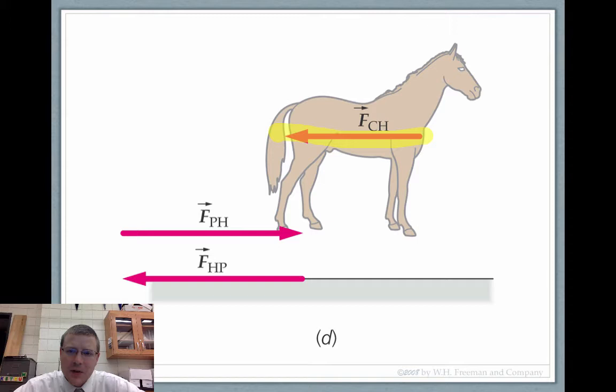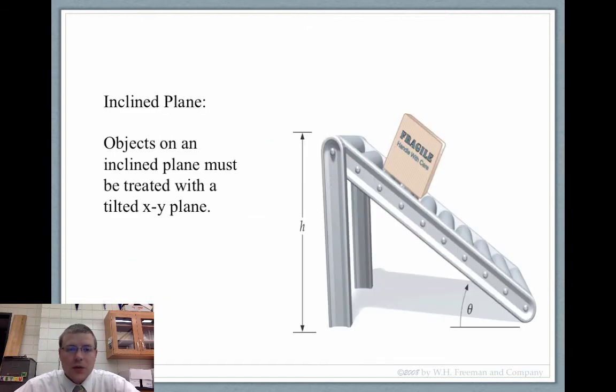What's going to happen to make the horse actually go forward is that the horse is pushing on the ground backwards, and the result of that force is the ground pushing the horse forward. As long as that force from the ground is bigger than the cart pulling back on the horse, the horse can move forward and accelerate.